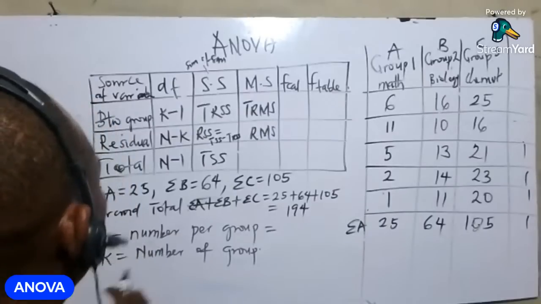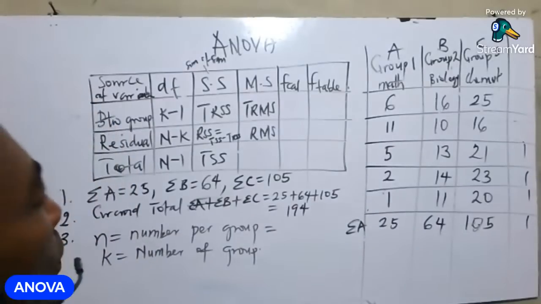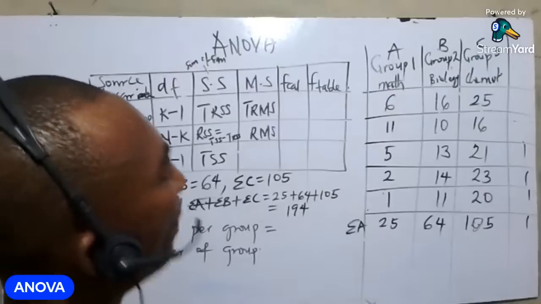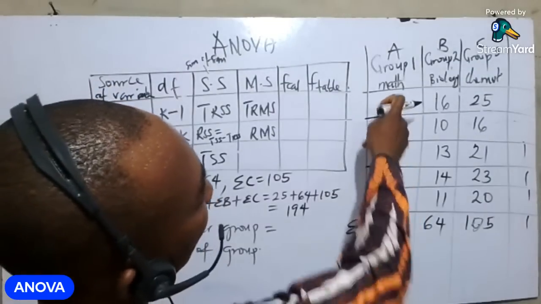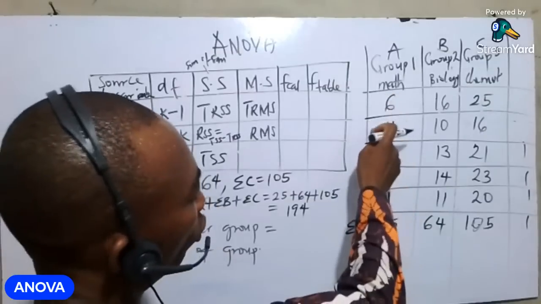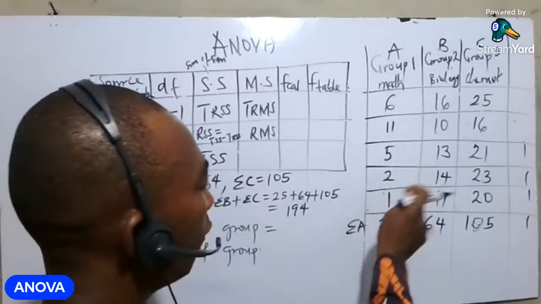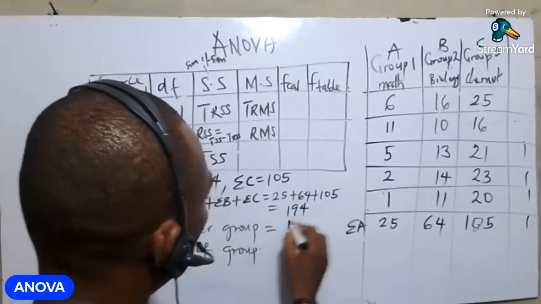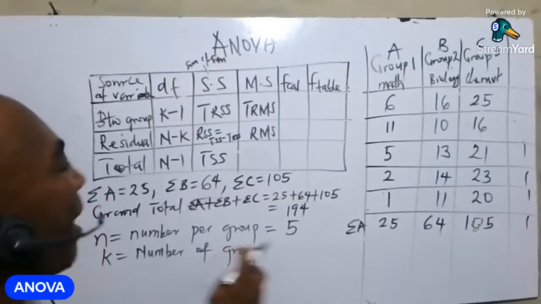So what is the N? N is the number per group. So how many did they observe here? 1, 2, 3, 4, 5. So our N is 5.